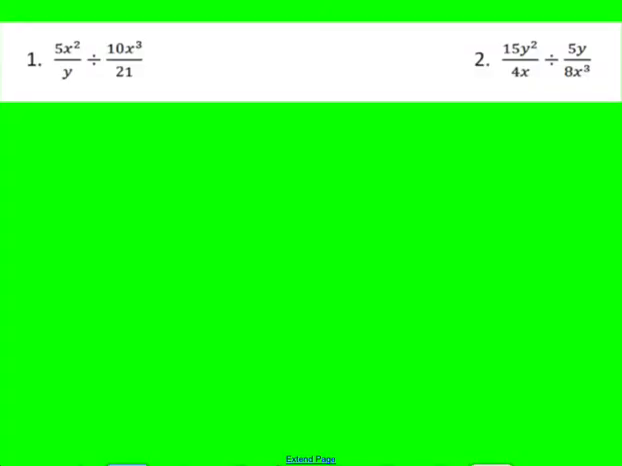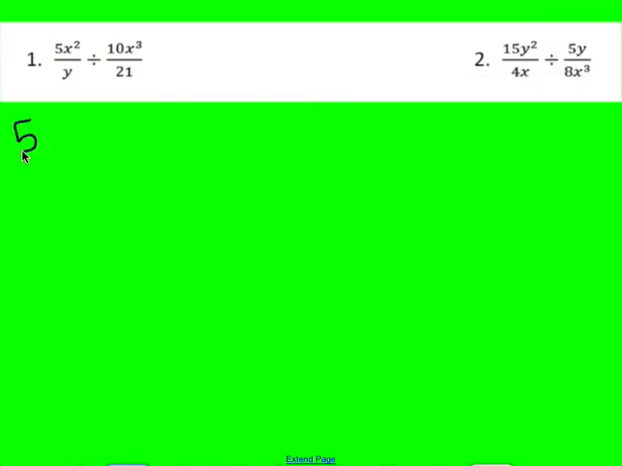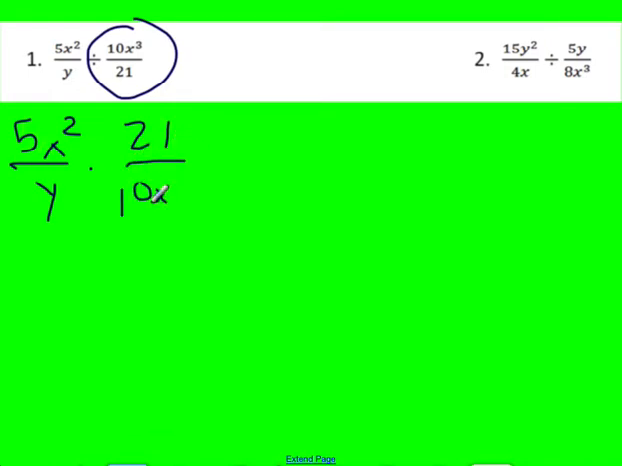First of all, I see that this is being divided. So the first thing I check is if I can simplify anything out to start off with in the two fractions, and I can't. So when I multiply by the reciprocal, my first fraction, 5x squared over y, is going to stay the same. Then I'm going to flip my second fraction, and it's going to look like that.